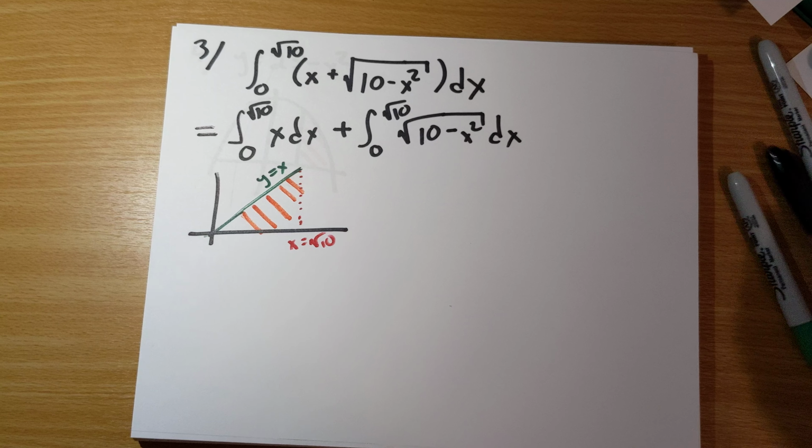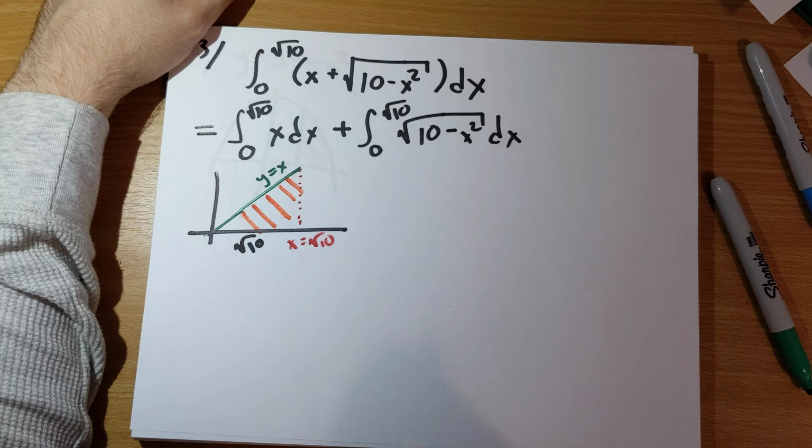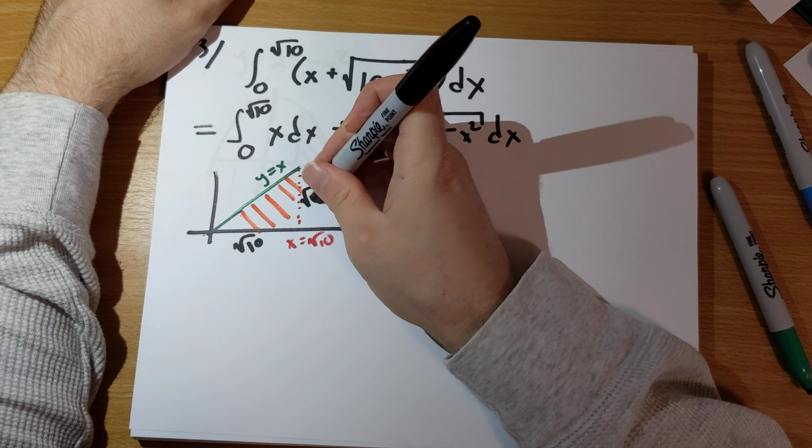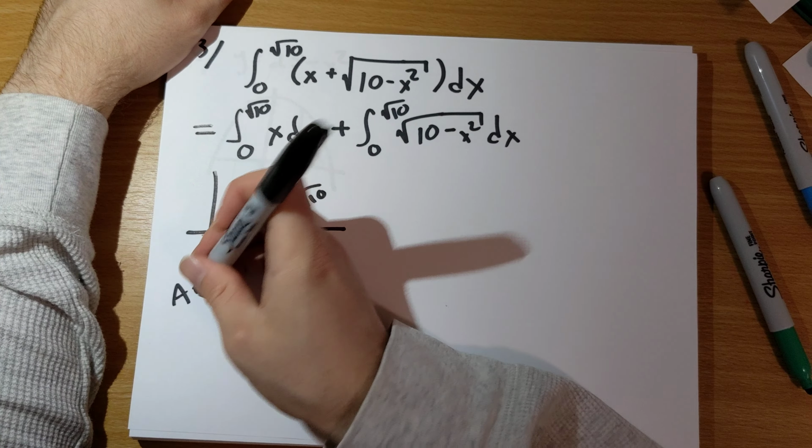What is this area? This is the area of a triangle with a base length square root 10, height square root 10. What is the area? It's 1/2 times square root 10 squared. Square root 10 squared is 10. This is 5.